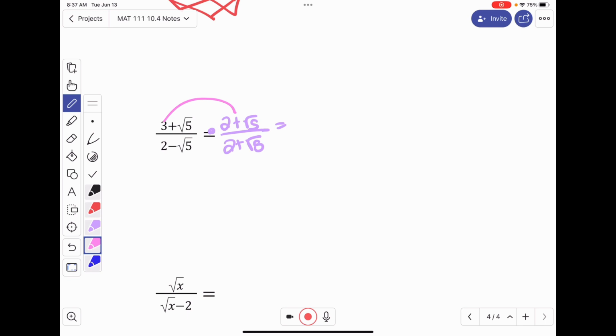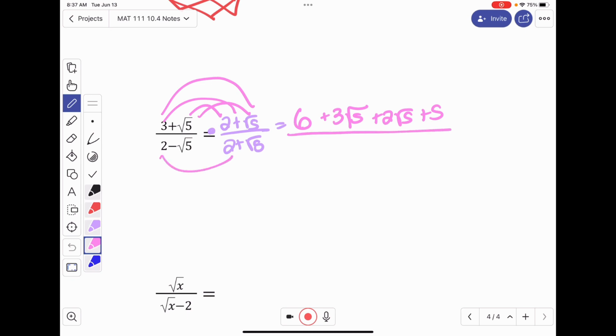So here we do 3 times 2 is 6. 3 times root 5 is 3 root 5. Root 5 times 2 is 2 root 5. And root 5 times root 5 is 5. Repeat on the bottom. We have 4. We have positive 2 root 5, negative 2 root 5, and then negative 5.